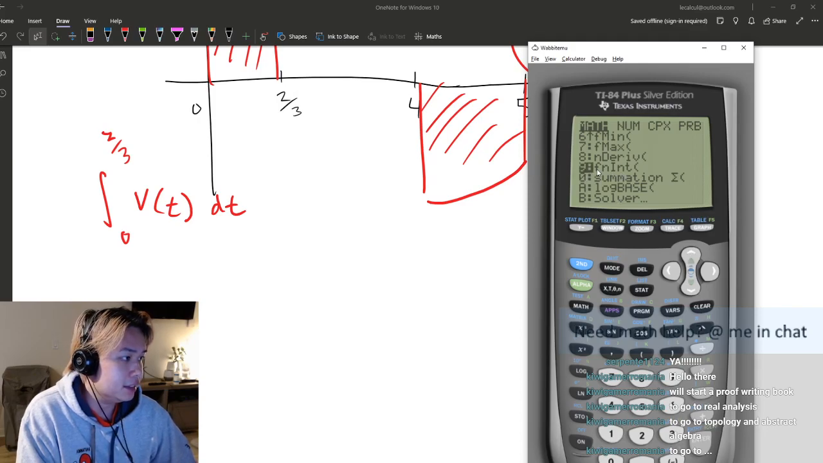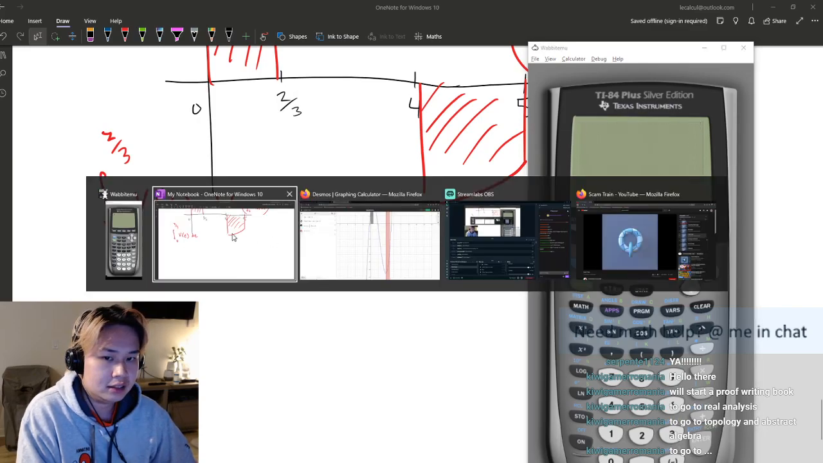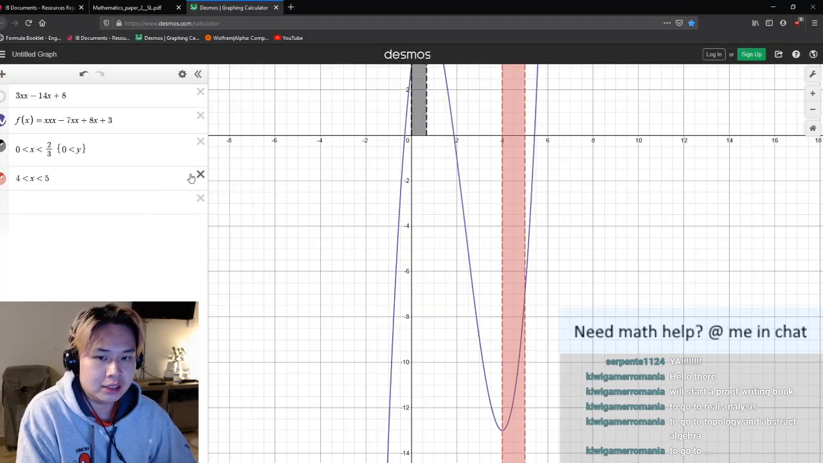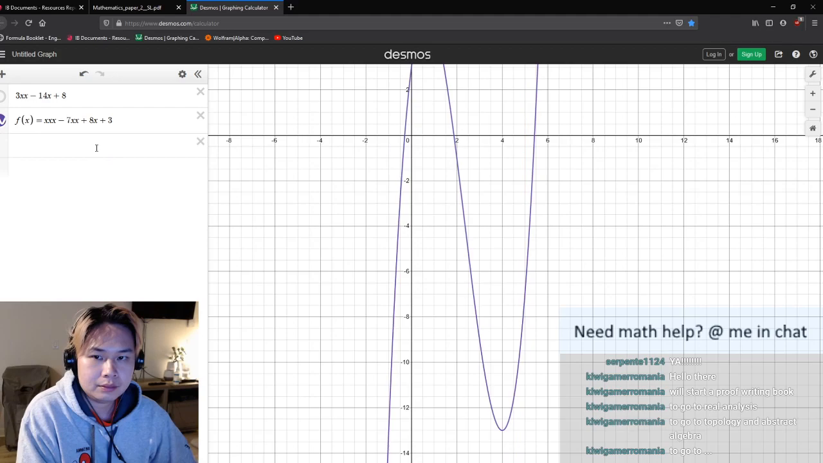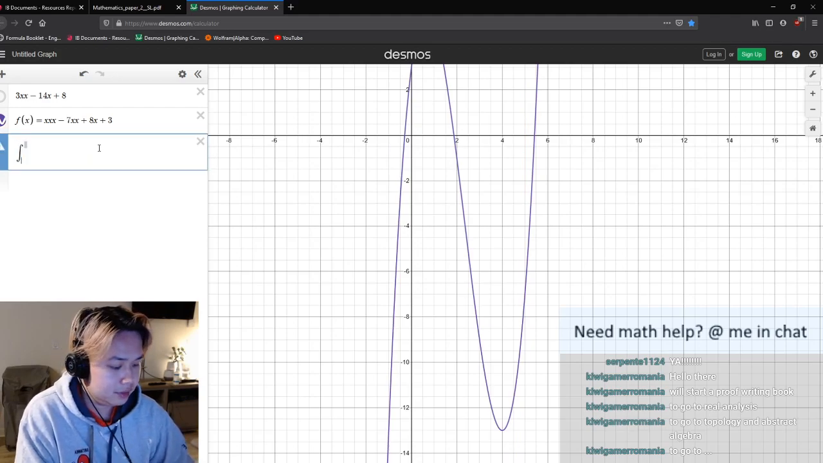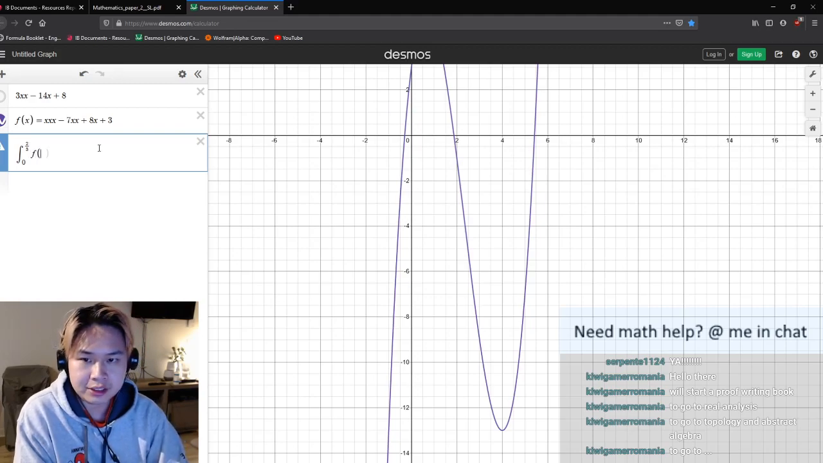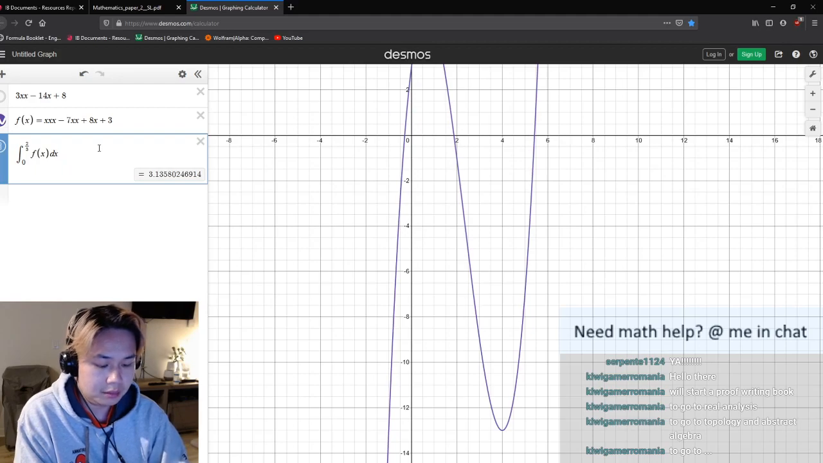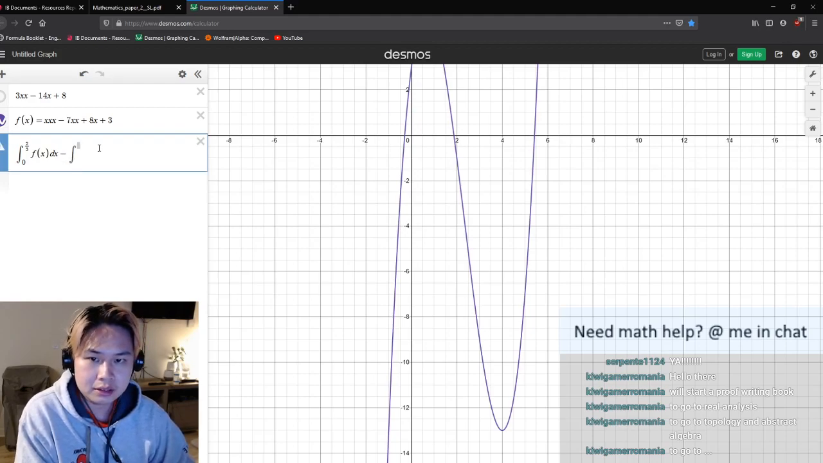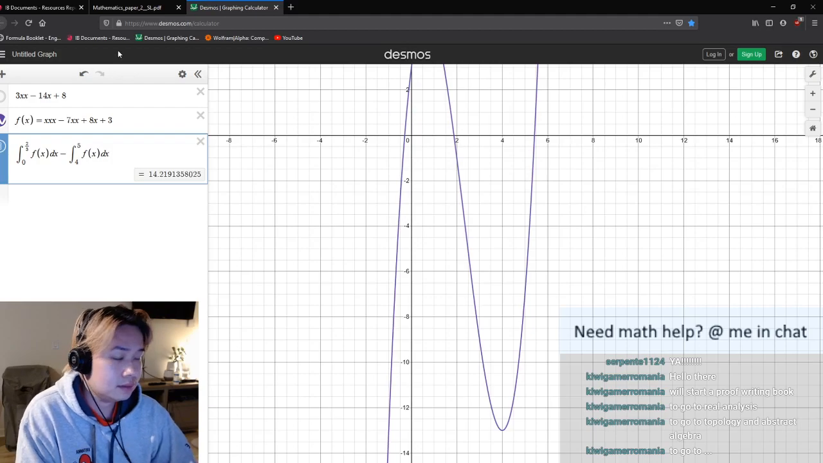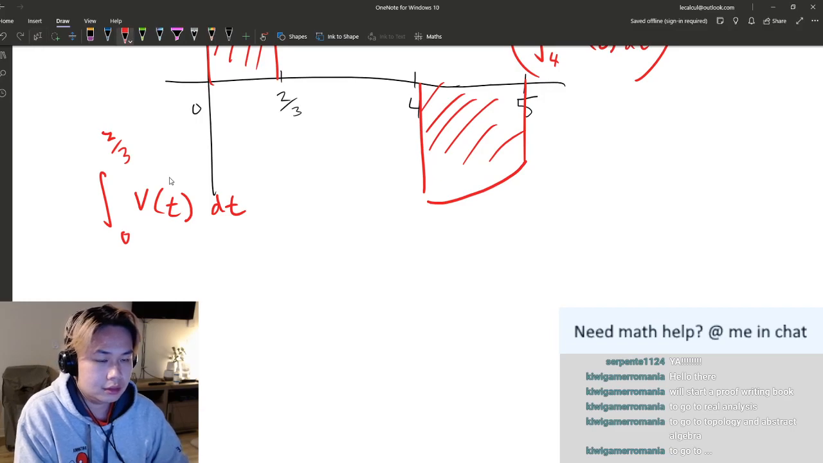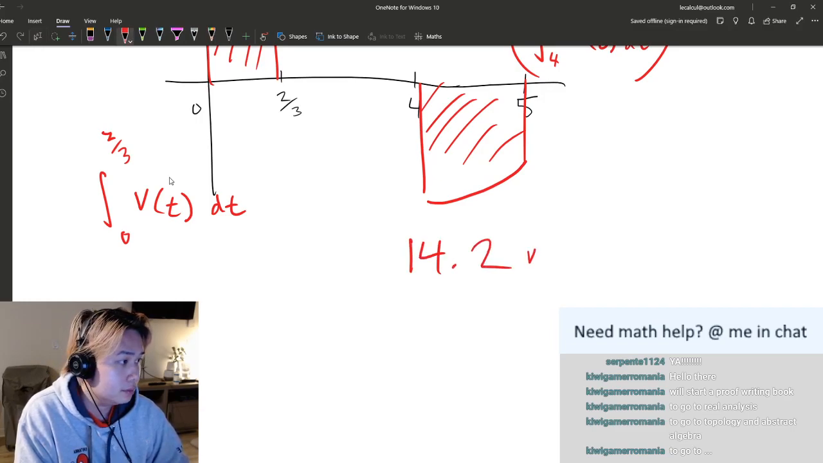You can calculate definite integrals in your graphing calculator, and I think I can just do it here. So the integral from 0 to 2/3 of my function minus the integral from 4 to 5 of my function again. So we have traveled a total distance of 14.2. Probably meters.